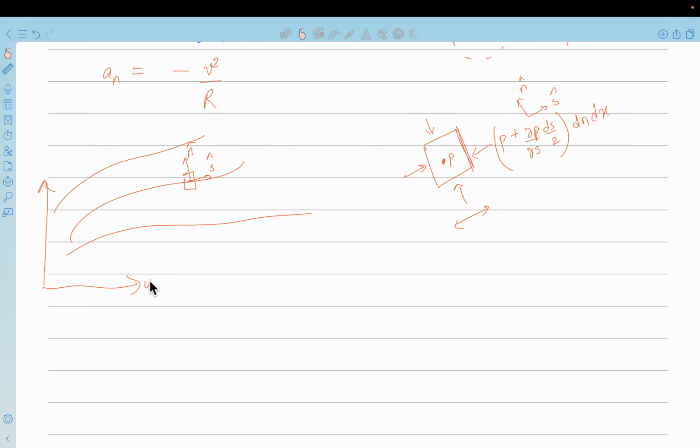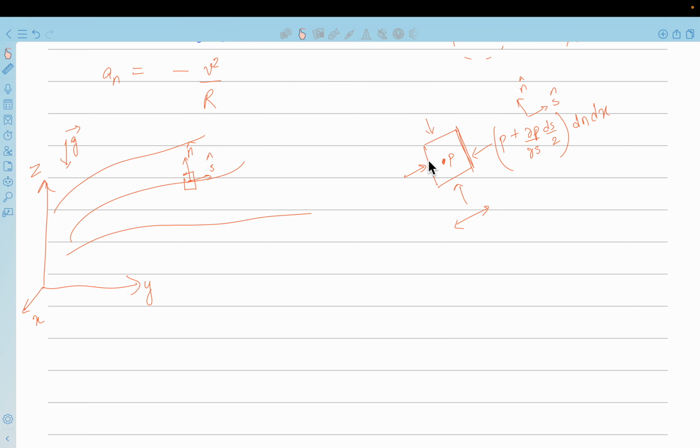Yeah, so this is y, into the plane. x, y, sorry, out of the plane. Out of the plane is x, and this direction is z. And we know that the gravity is acting in this direction.